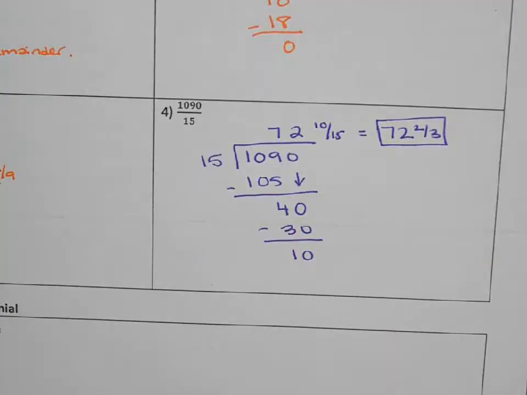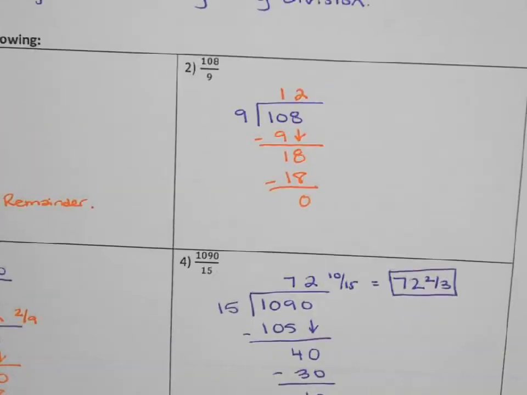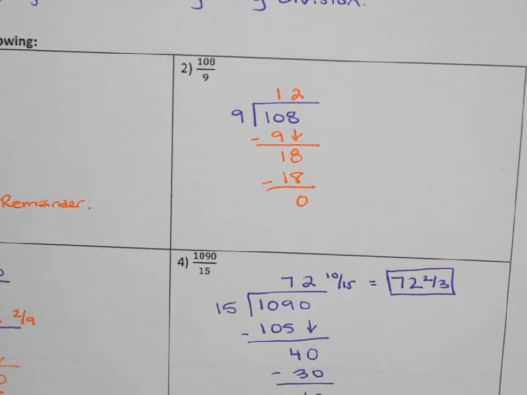So far, so good? Okay, we're going to go up to the one that doesn't have the remainder, because there is a way you can check your division. Does anyone know how you can use multiplication to check your division? Go ahead, Grant.